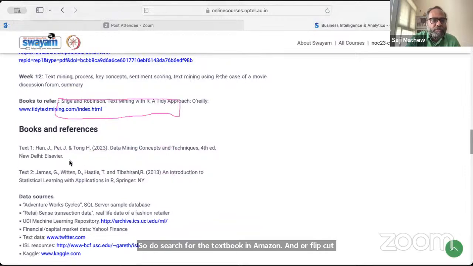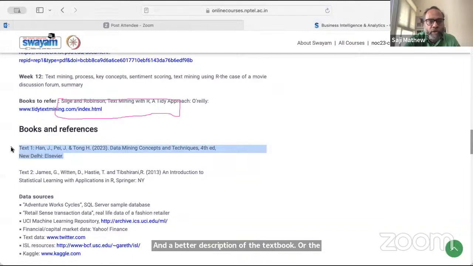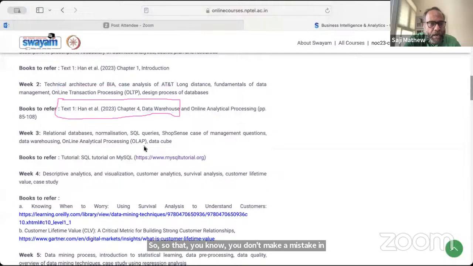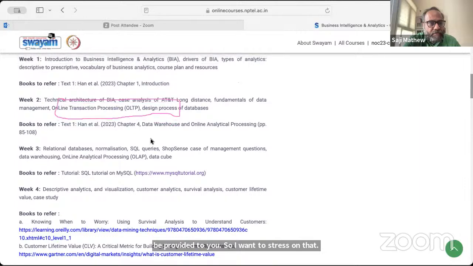A better description or citation of the textbook is given at the bottom. You can see that. Of course you have to give the title of the book and the author names properly, and it's the 4th edition, so that you don't make a mistake in getting the right book. So please buy the book. That is not something that will be provided to you, so I want to stress that.